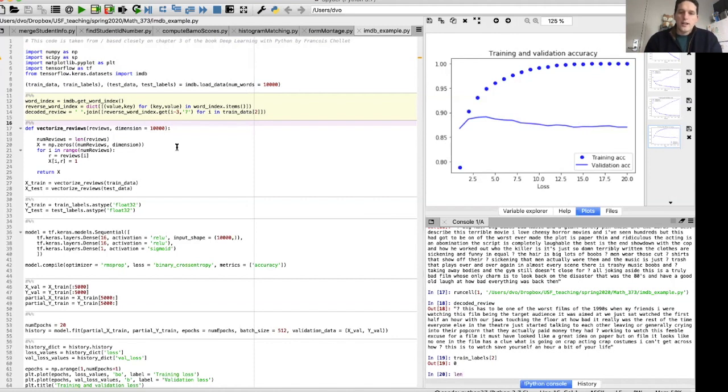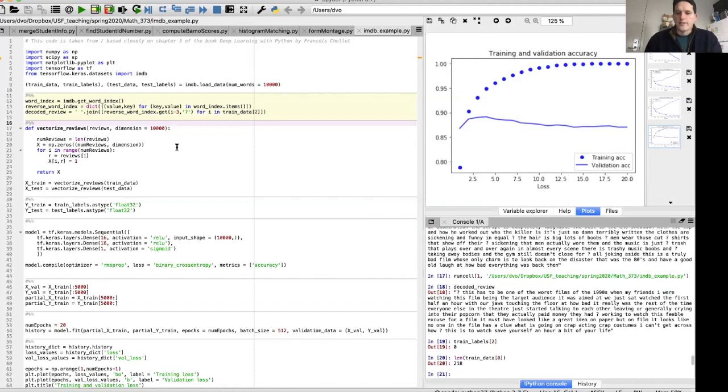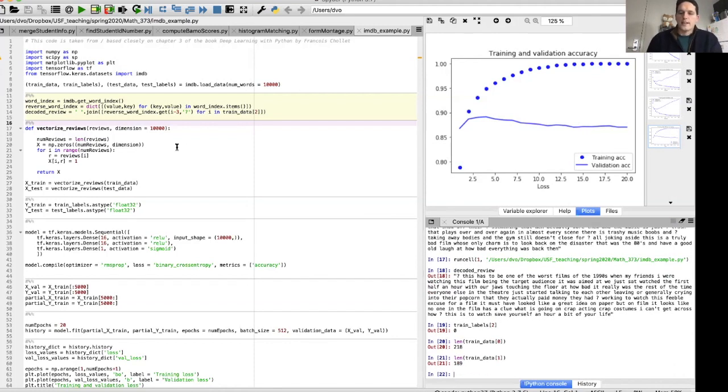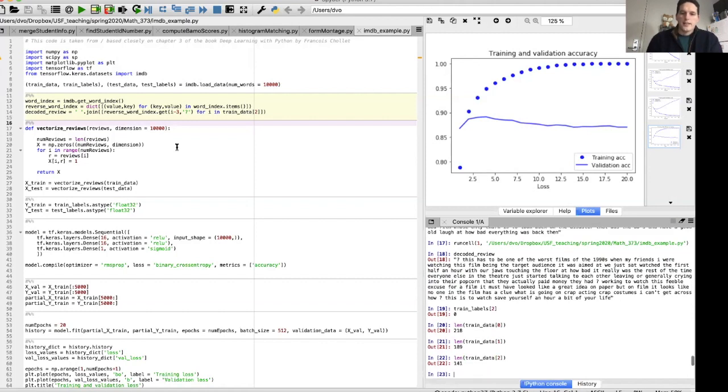Let's look at the length of the first movie review. The length of the first review, it has 218 words. The second review has 189 words. The third review has 141 words. How do we represent each review by a vector in R^D?